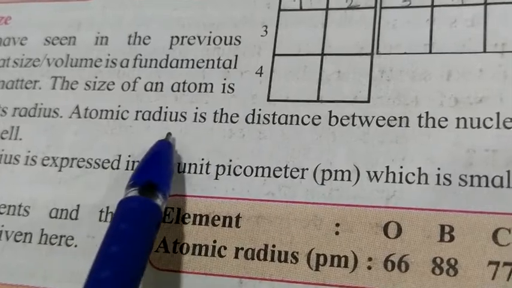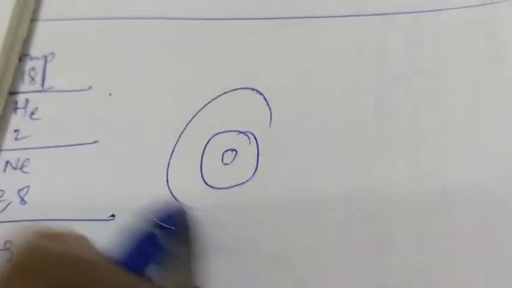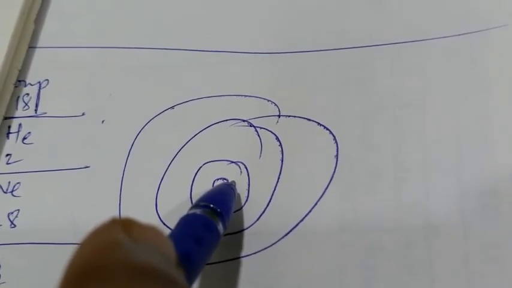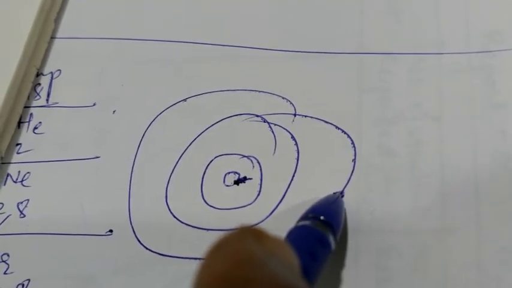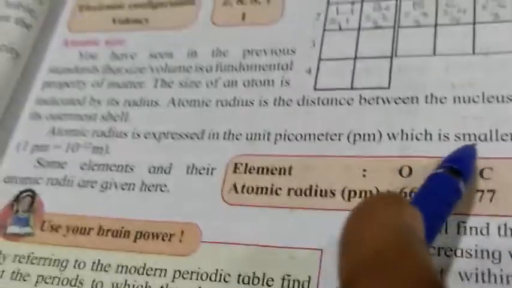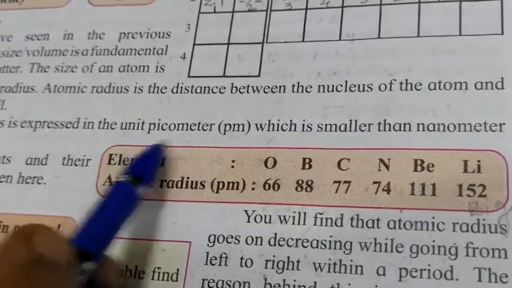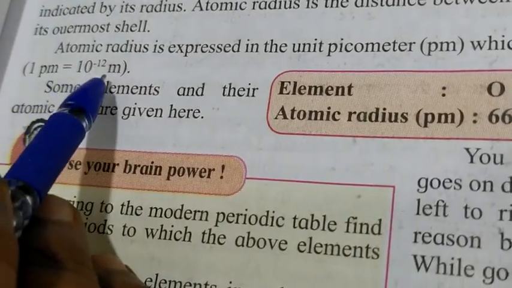So atomic radius is the distance between the nucleus of the atom and its outermost shell. For example, this is the nucleus, and this is the outermost shell. So this distance is the radius, we can say. Now atomic radius is expressed in the unit picometer, that is pm, which is smaller than nanometer. We know that nanometer is very small, and picometer is smaller than nanometer. So 1 picometer is equal to 10 raised to minus 12 meter.